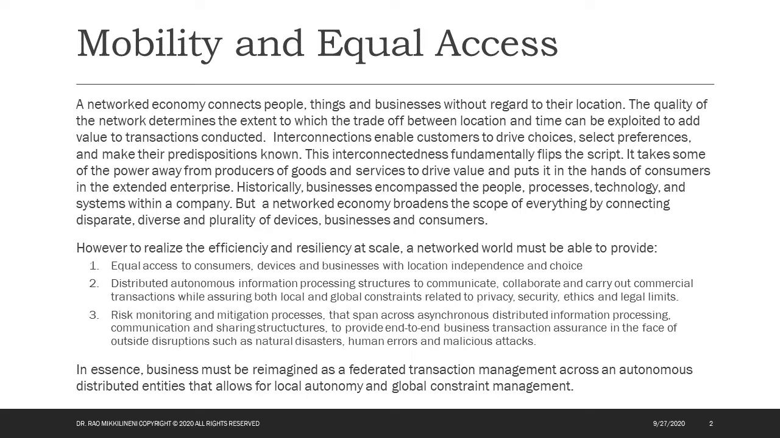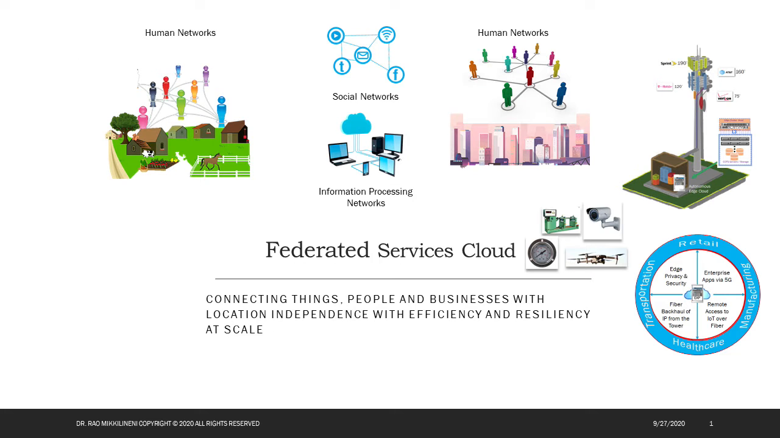3. Risk monitoring and mitigation processes that span across asynchronous distributed information processing, communication, and sharing structures to provide end-to-end business transaction assurance in the face of outside disruptions such as natural disasters, human errors, and malicious attacks. In essence, business must be reimagined as a federated transaction management across an autonomous distributed entity that allows for local autonomy and global constraint management. In a networked economy, information is the key resource that allows producers and consumers of information to optimize their actions and mitigate risk in real time.